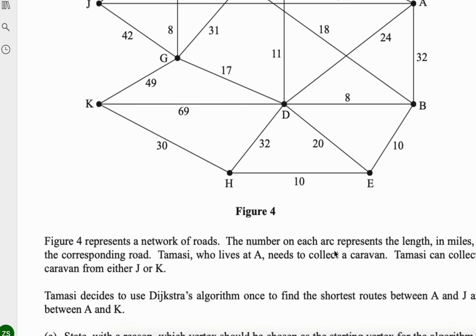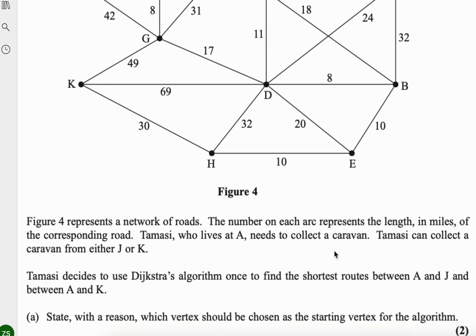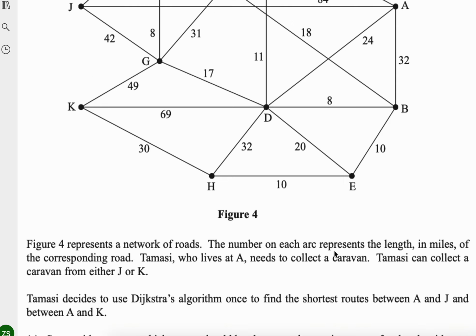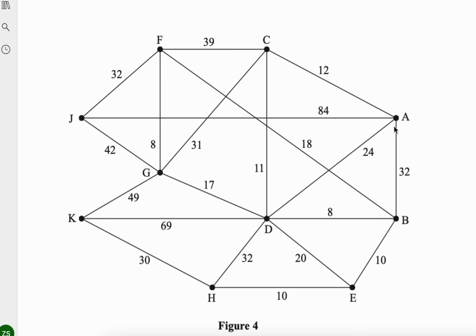How do we find it out? He wants to connect from A to J and then A to K, and both routes have A, so you choose A to start with. Okay, so we're starting at A because that's our starting node and that's on both routes. And then we're looking at the shortest distance to each route.